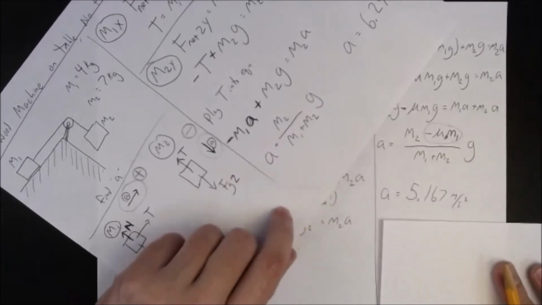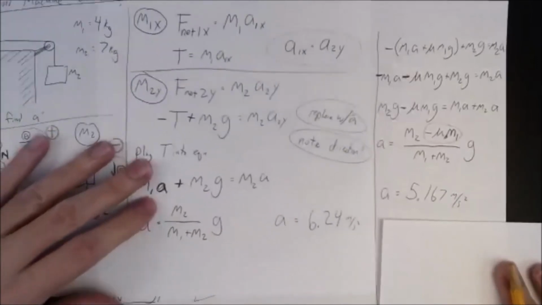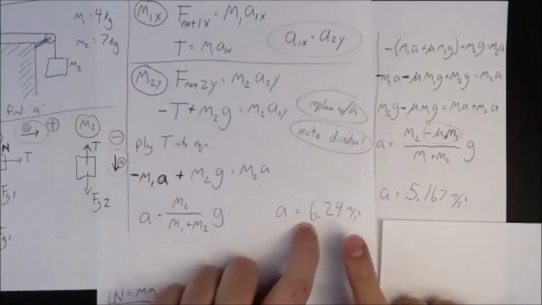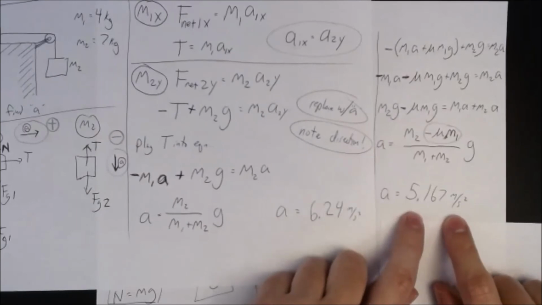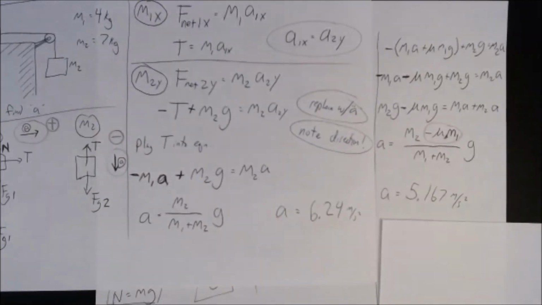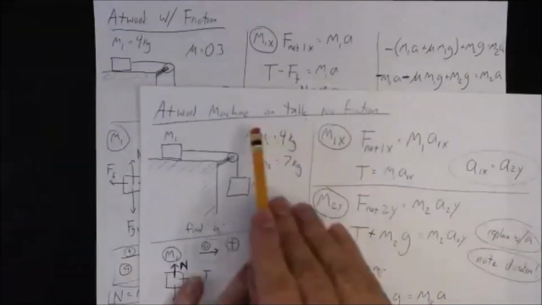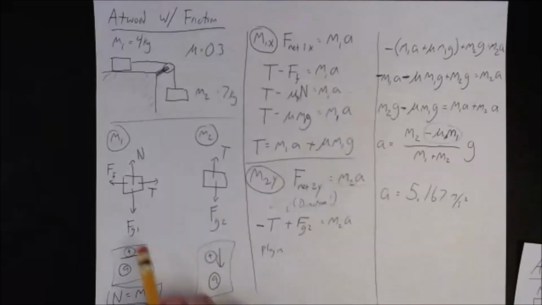And we see, if we plug in the numbers, that that is true. With no friction, you accelerate at 6.24 meters per second squared. With friction, 5.167 meters per second squared. So that's a different kind of Atwood machine, and we did that without friction and with friction.